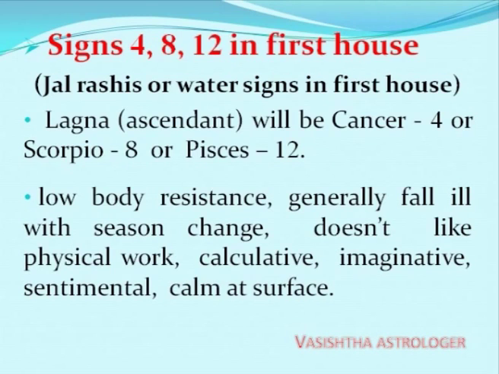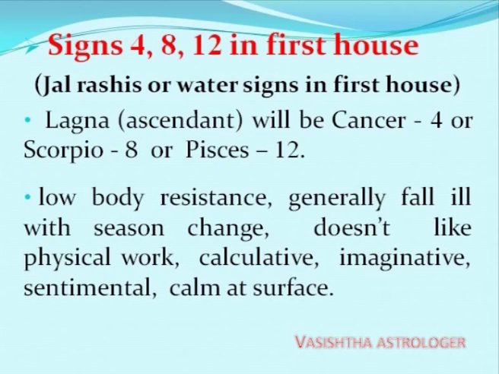Signs 4, 8 or 12 in the first house. These are the Jal Rashis or water signs. In this case, the Lagna will be Cancer or Scorpio or Pisces.